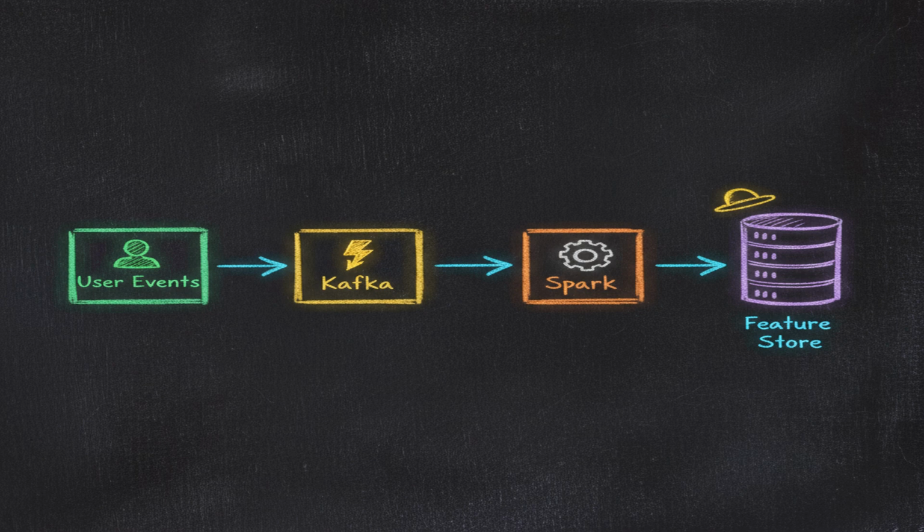Data quality is paramount. We'll use monitoring and alerting to detect anomalies. We use Kafka because its append-only log gives us replay capability. If our consumer crashes, we don't lose events.